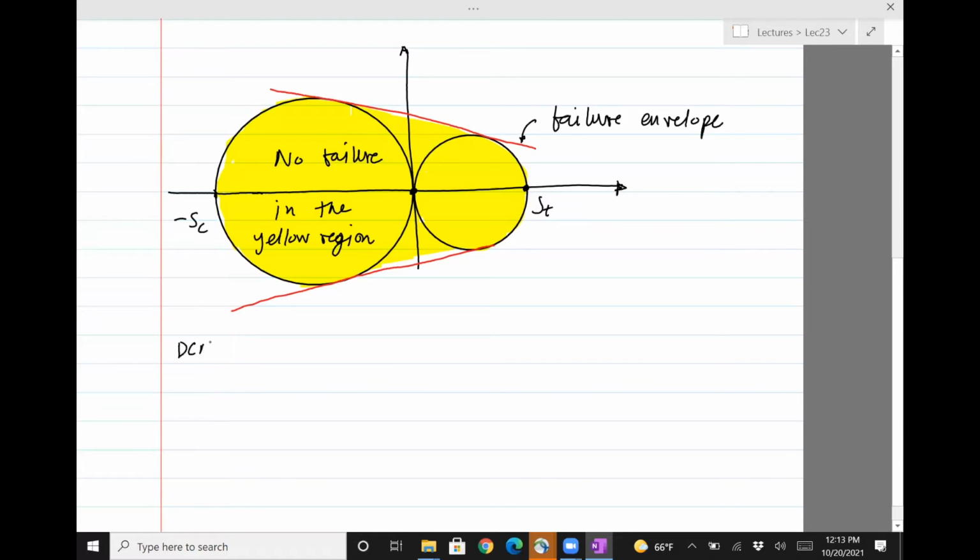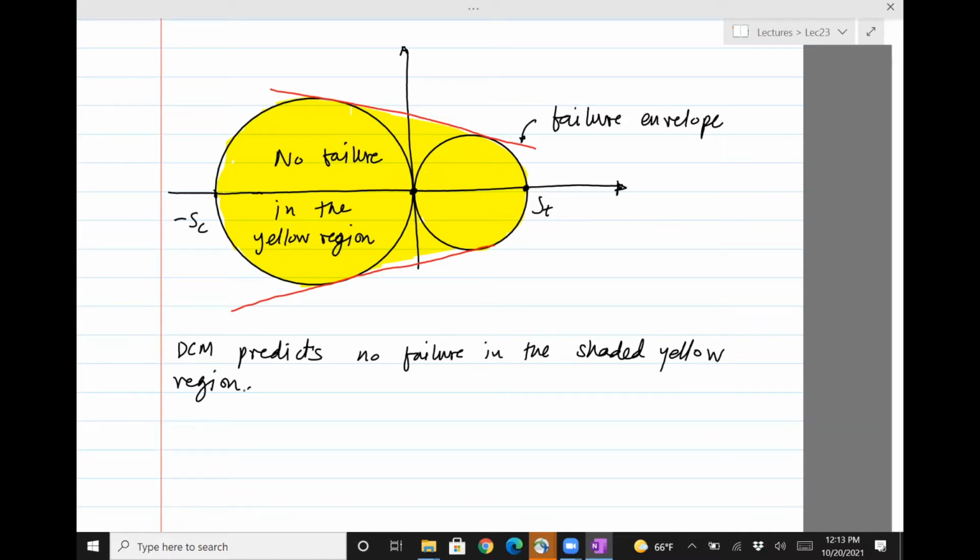So Coulomb-Mohr theory predicts no failure in the shaded yellow region.